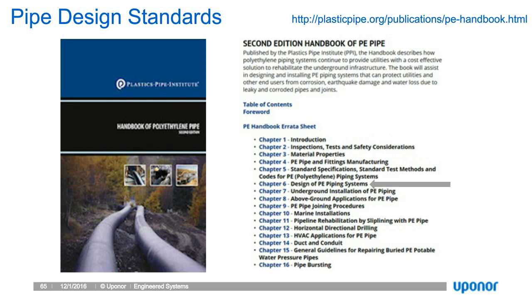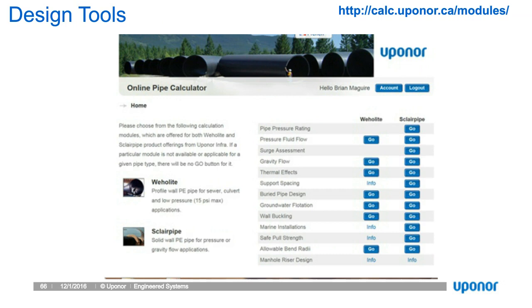You can visit PPI's website, and they have an excellent resource there, and particularly Chapter 6 of PPI governs this. And this applies to horizontal pipe configurations. In lieu of everyone becoming an expert on plastic pipe design, we've actually developed a very handy design calculator online that will calculate buckling, strain, deflection of any horizontal pipe system. You can simply input some parameters for the project into the Berry pipe design calculator, either for solid wall or structural profile wall Weholite, as you can see there.